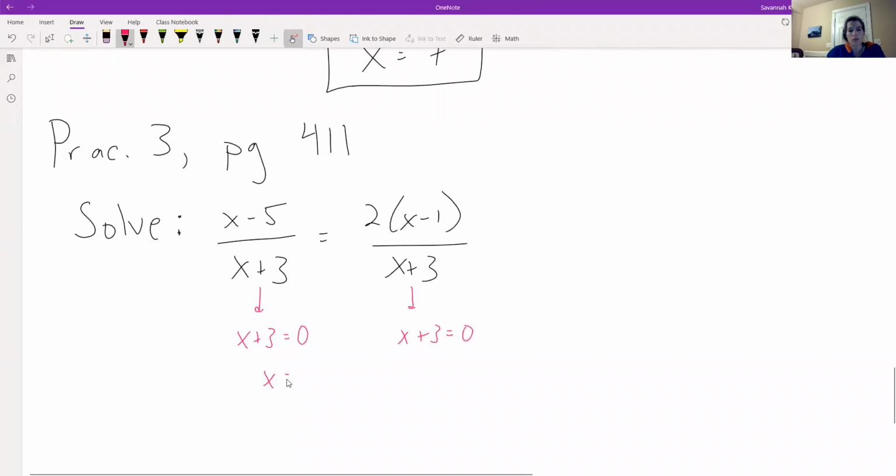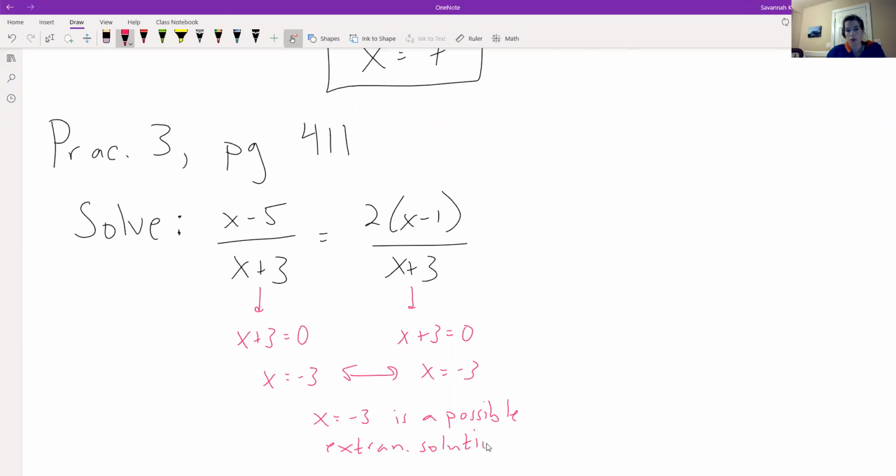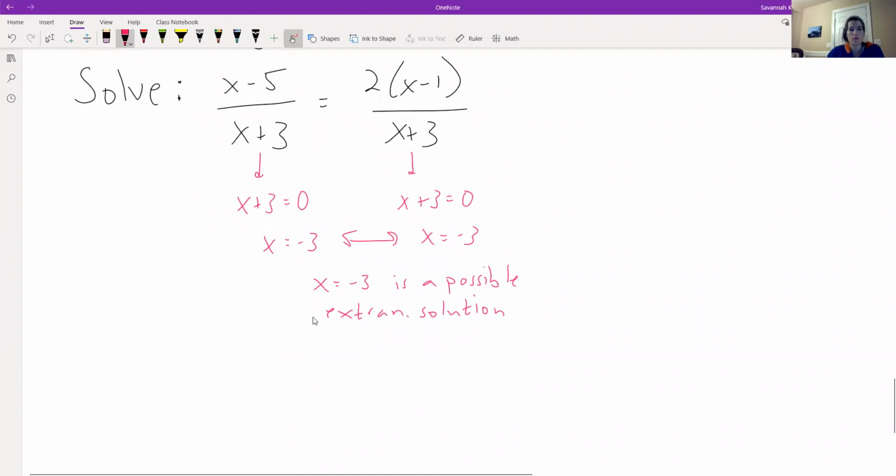Okay. So really, we get the same thing twice. So what that means is -3 is a possible extraneous solution. The reason I keep saying possible is, of course, we don't yet know if we're going to turn up any x equals -3s. But if we do, it's worth noting right at the beginning of the problem that we would have to throw them right back.